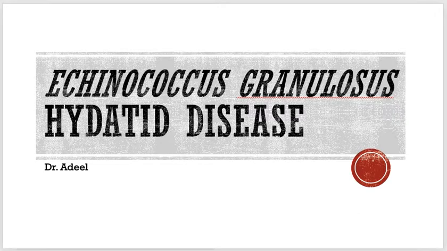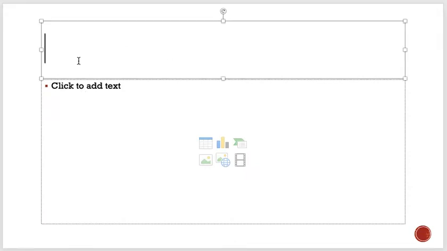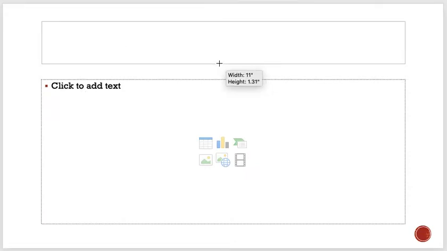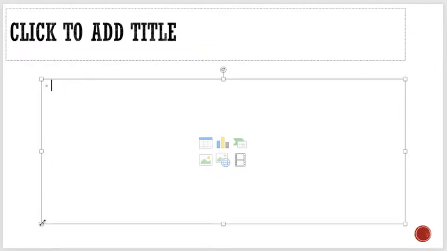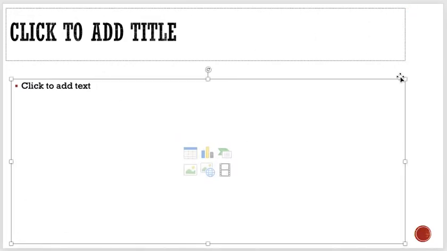Morning everyone, and this week our next topic, which we are going to finish, is called Echinococcus granulosus. This is the name of the parasite, and the disease is called Hydatid disease. By the way, this is not the only disease it causes, rather there are many other names of the same condition, which I will be talking about now.